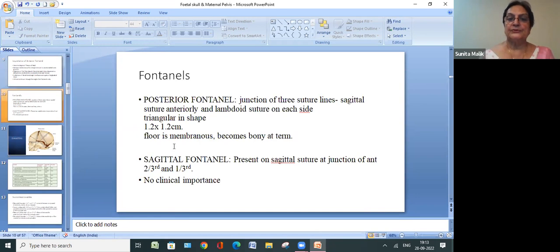Now coming on to the posterior fontanelle. Posterior fontanelle has 3 suture lines, sagittal suture anteriorly, lambdoid suture on either side. It's triangular in shape, 1.2 into 1.2 centimeters. Again, the floor is membranous, but it becomes bony at term, so at the time of the birth, it's already ossified. There's also a small sagittal fontanelle present on the sagittal suture at the junction of the anterior 2/3 and posterior 1/3, but it doesn't have any clinical importance.